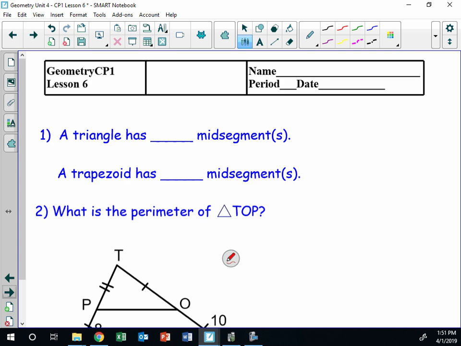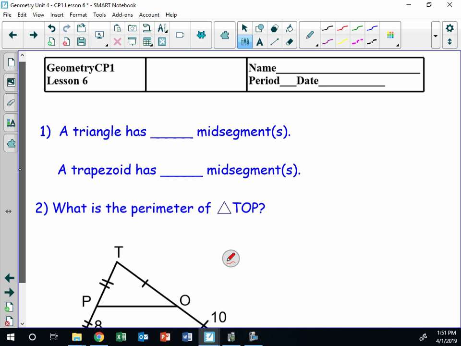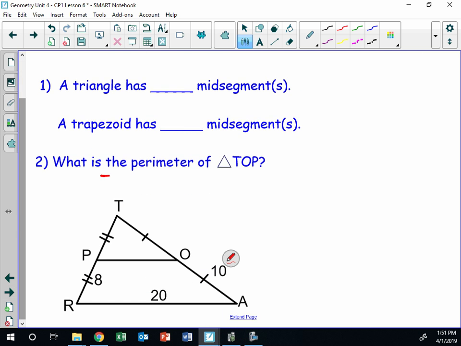Okay, and that concludes our lesson for today, a really quick one, looking at the idea of a mid-segment in a triangle and in a trapezoid. And in your homework, be very careful with the perimeter problems. Okay, what perimeter are you looking for? The whole triangle or the small triangle at the top or in the middle?